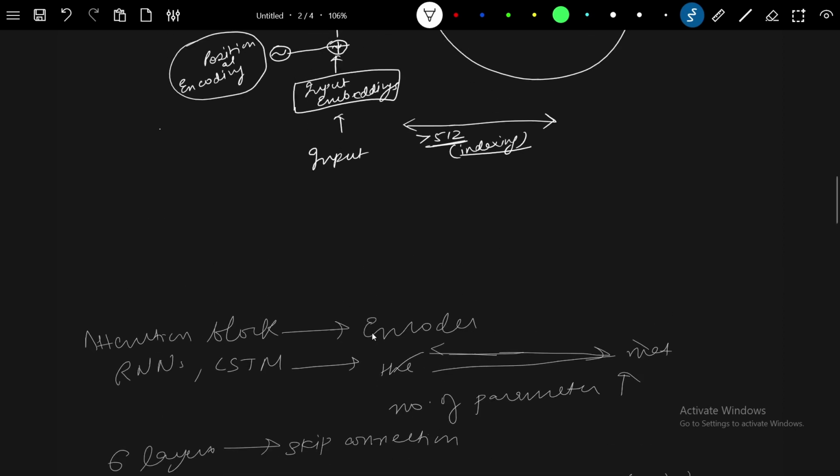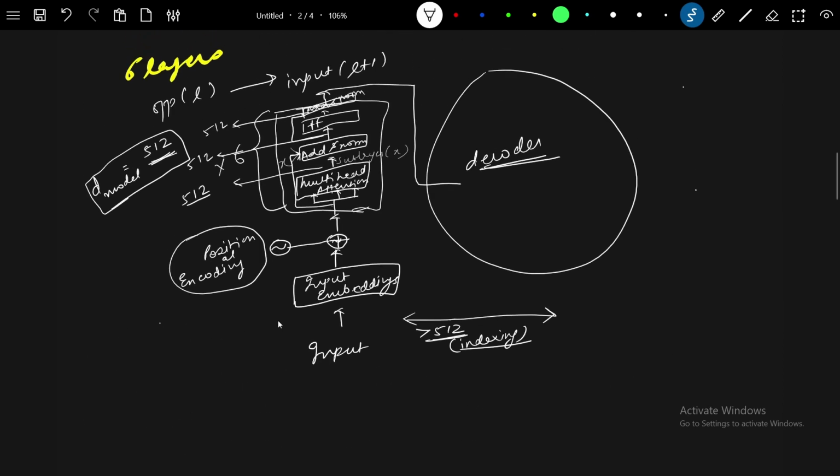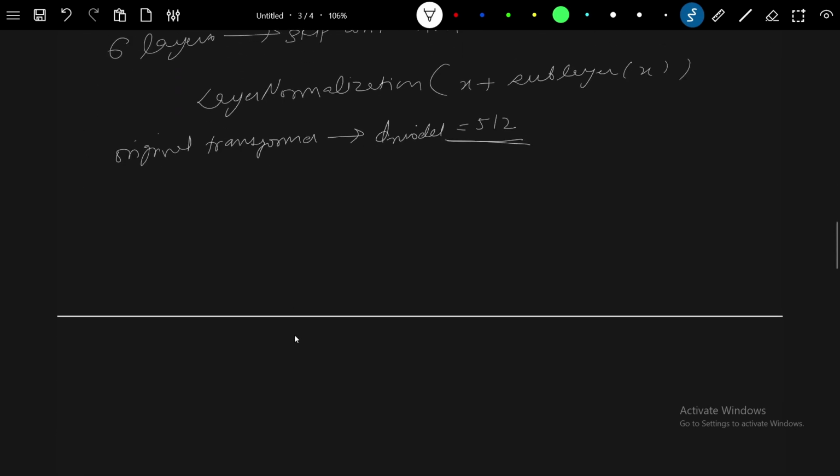Okay, so this was about the encoder. Now let us start off with the layers. Okay, let's start off with the very first layer, which is the input embedding layer. What is the input embedding layer?